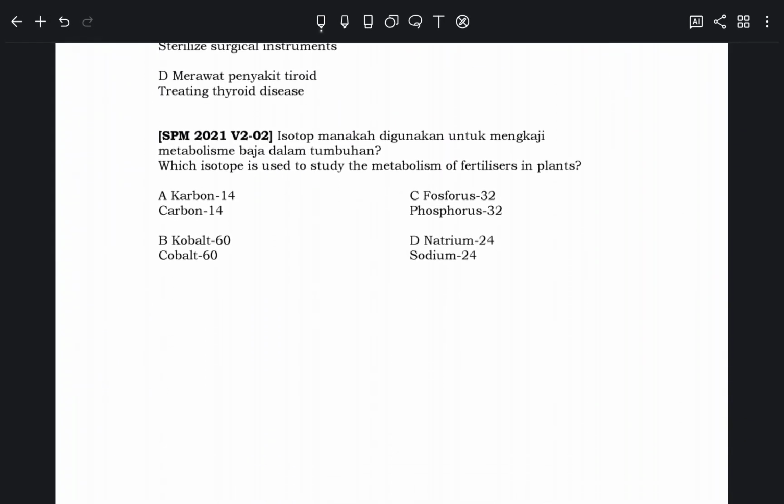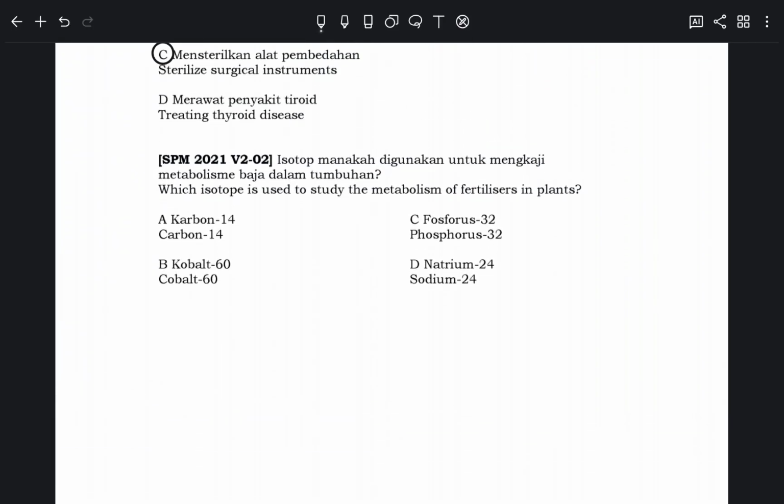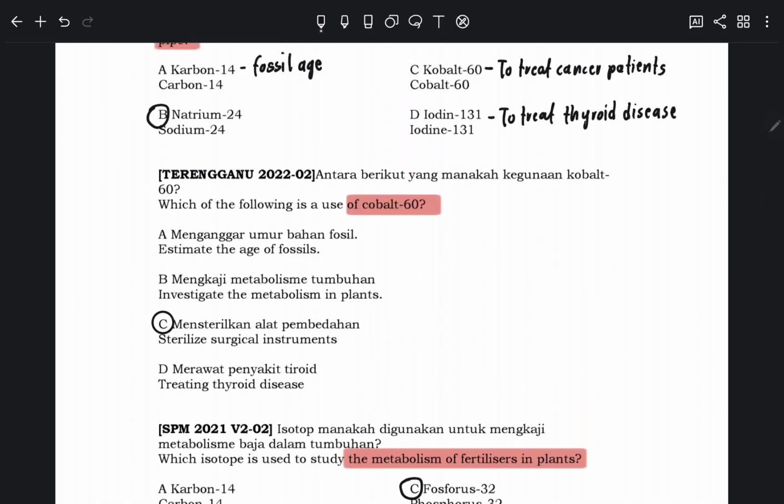All right, okay, this one is an SPM question, I guess the last question. Which isotope is used to study the metabolism of fertilizers in plants? So they talk about plant metabolism, everything is phosphorus. Okay, so just like that, very simple question.